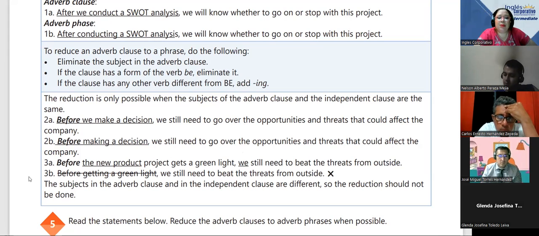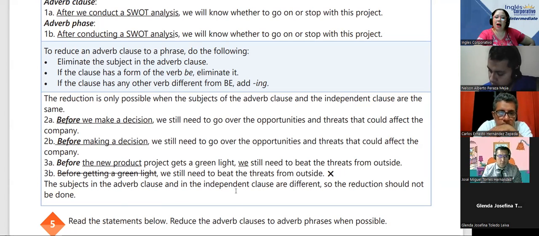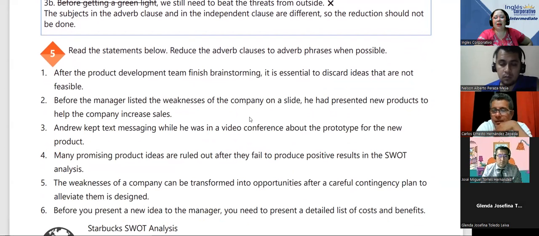Así, por ejemplo, decimos, before getting a green light, we still need to beat the threats from outside. Who is getting the green light? We? Or are we getting the green light? Or is the project getting the green light? Ahí se crea la confusión. No podemos eliminarlo, ¿ya? Esa no la podemos reducir. Se queda tal como está porque los dos sujetos son distintos. Entonces, the subjects in the adverb clause and in the independent clause are different, so the reduction should not be done. Entonces, veamos estos ejemplos que tenemos por acá para poder hacerlos, ¿sí?